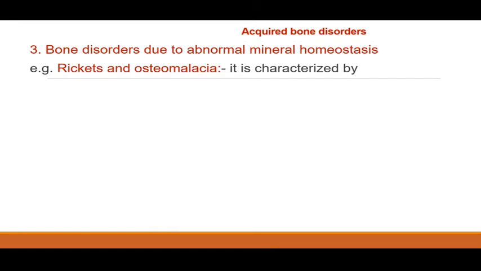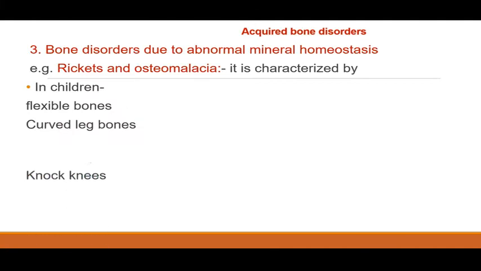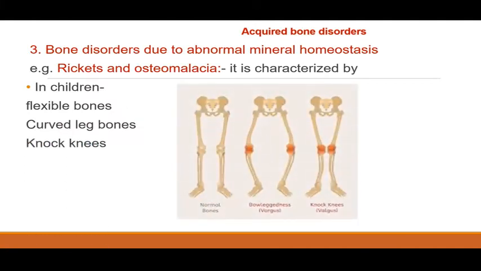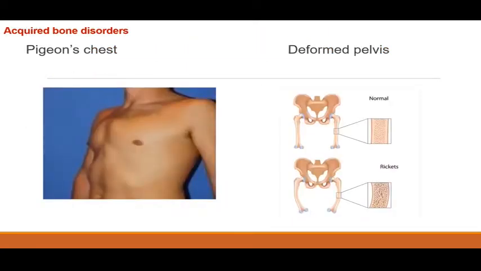Rickets in children is characterized by too flexible bones due to the excess of unmineralized matrix, so the leg bones curve under the body weight. The child suffers from knock knee and bow legs, so feels difficulty in movements. Another deformity is pigeon's chest, which occurs as the ribs have weak metaphyseal areas, so are protruded forward, and the chest looks like a pigeon's chest. In some cases, the pelvis may also be deformed.